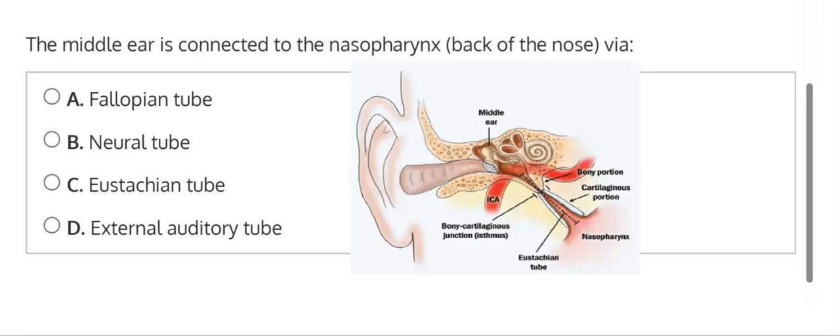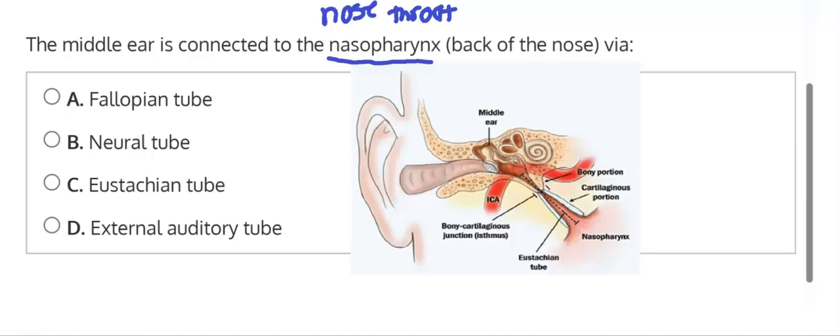The middle ear is connected to the nasopharynx via, and we know what this is, naso meaning nose, and then pharynx meaning throat. So where the throat and nose connect, the middle ear would connect to this point as well, to connect the whole ear, naso-throat passageway.